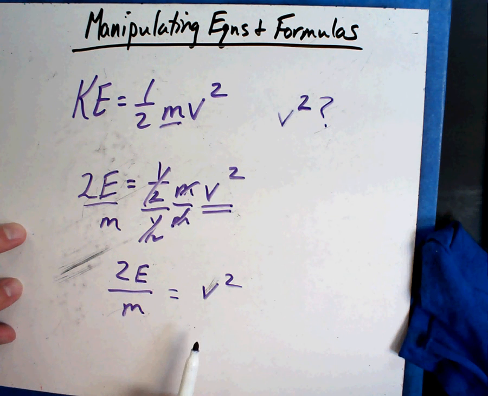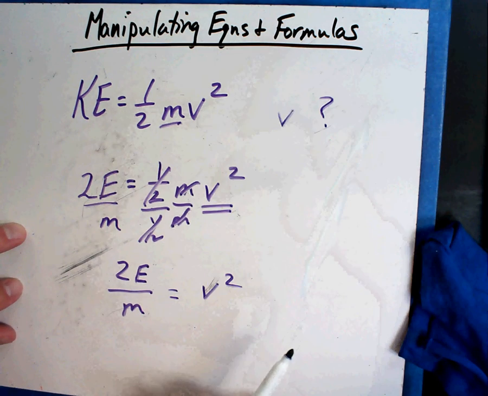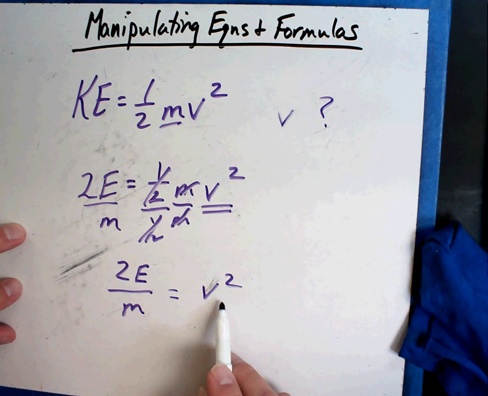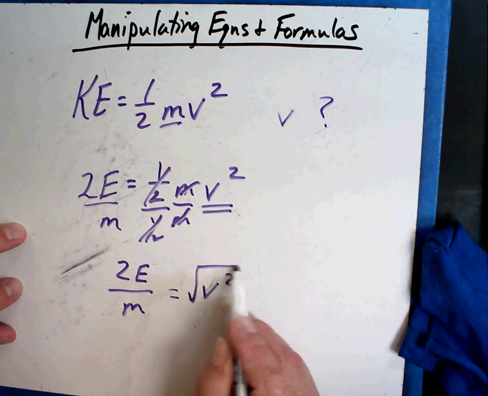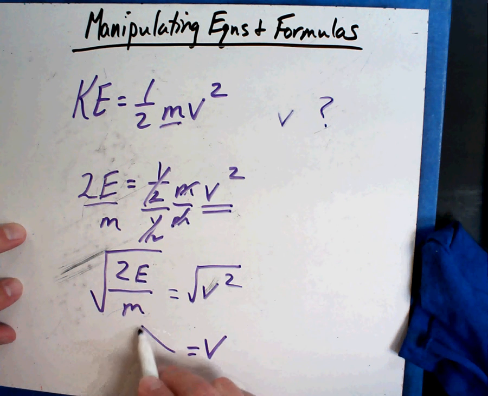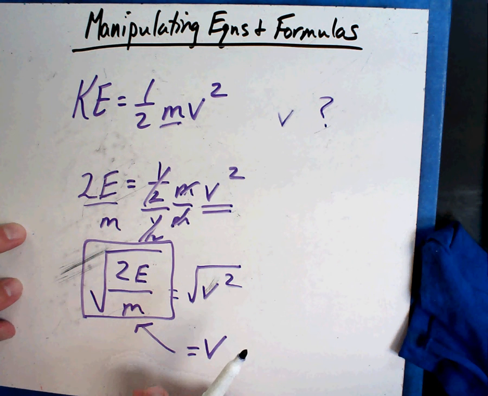But what if the question had not been v squared? What if they wanted just v? Well, I do all the same math. If I wanted v, the reverse of squared is square root. So v equals all that. The square root of 2 times the energy divided by the mass.